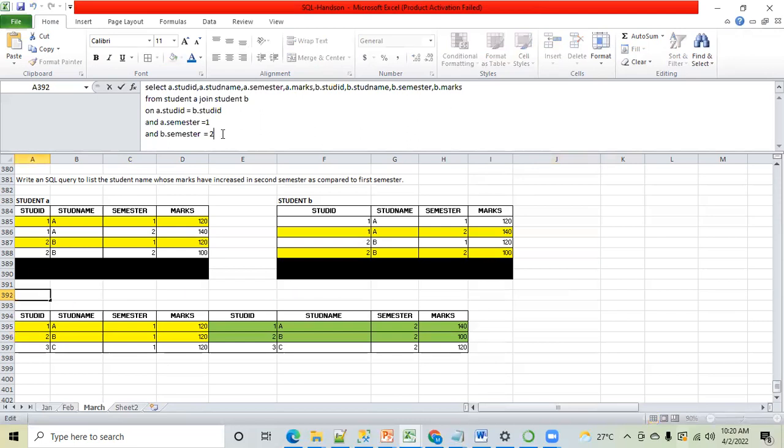Can you write here? I'm telling the SQL engine that I want only those records where the marks of, if I have written B dot marks, which semester marks am I talking about? Second semester, correct? This should be greater than the first semester marks. Is this clear? Yes. This is your query.